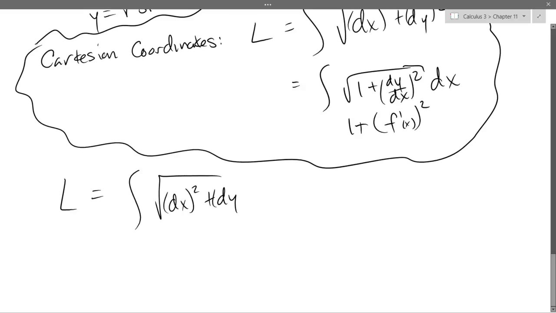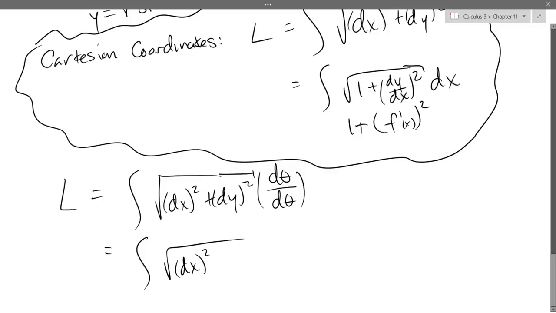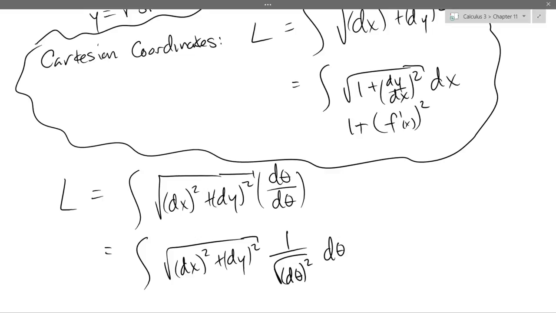dx squared plus dy squared. Now I'm going to multiply by d theta over d theta, which of course is 1, so it doesn't change anything. So I'm going to distribute the denominator d theta into the square root. So that's going to go in, we'll do an intermediate step. I'm just doing this so that we can see the square root going into the square root properly when we multiply. So I'm squaring it and then square rooting.